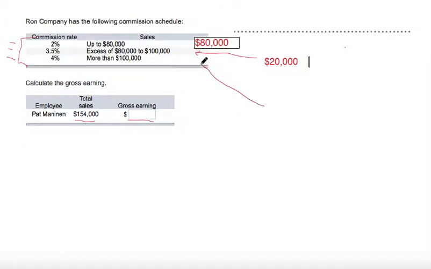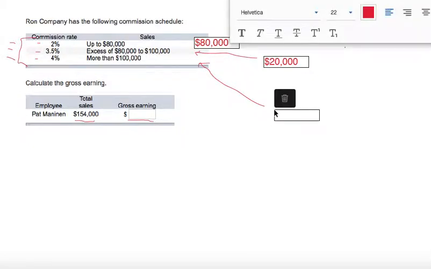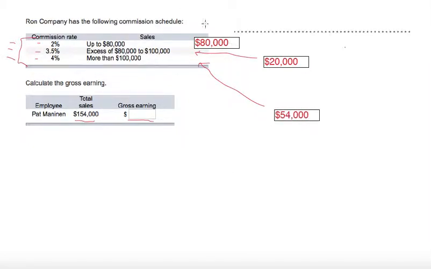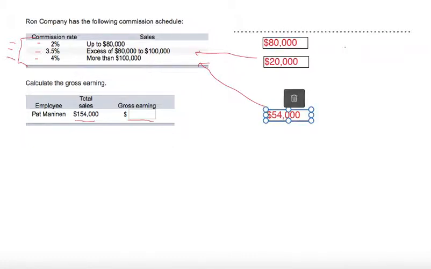Okay. So here, since we had 154,000 in total sales, we're given a 2% commission on 80,000. We're given a 3.5% commission on 80,000 to 100,000, and then the remaining 54,000 that we haven't done yet goes here. So 54,000. So we're going to find the total earned here. Let me put this so they're all neatly stacked.